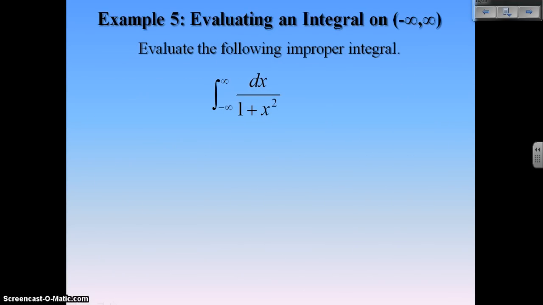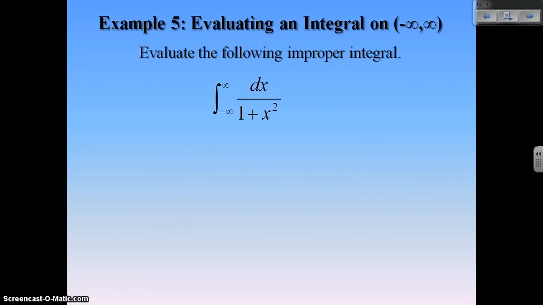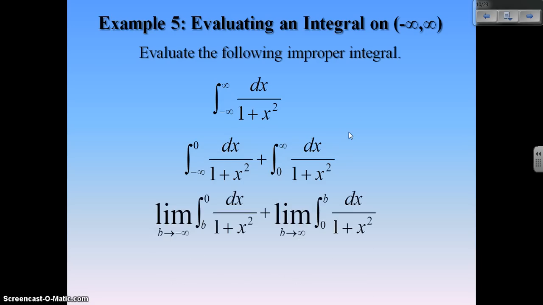Alright, our next problem, ladies and gentlemen, we're going to evaluate an integral from negative infinity to infinity. We've already done one of these, but it's good to have another one. And you see we're taking the integral of dx over 1 plus x squared. Now again, as I mentioned earlier, we do want to split it up into two separate integrals so we can deal with one problem at a time. So I'll break it at 0 just because 0 is a good breaking point.